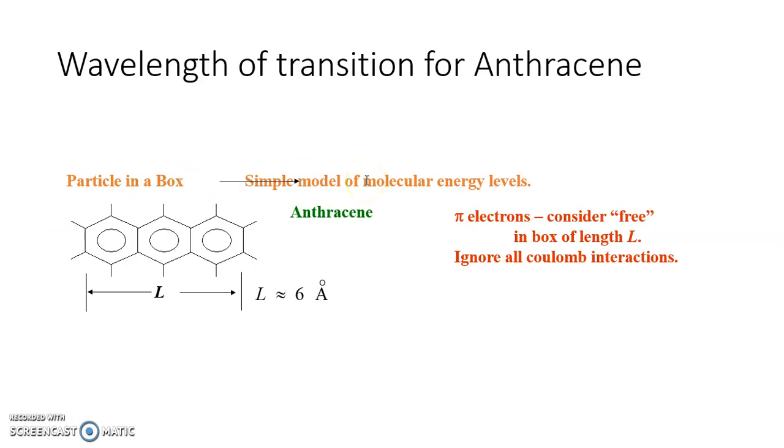Now the wavelength of transition for anthracene. Particle in a box, this one, and this is the length, and this length is 6 angstrom. So the pi electrons are considered free in the box of length L. Ignore all Coulombic interaction.